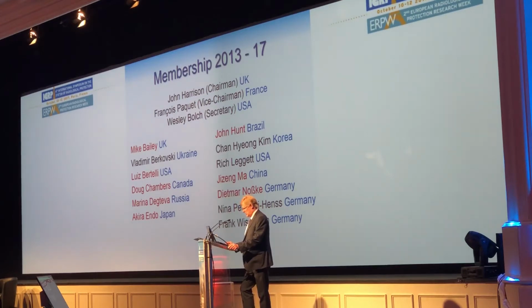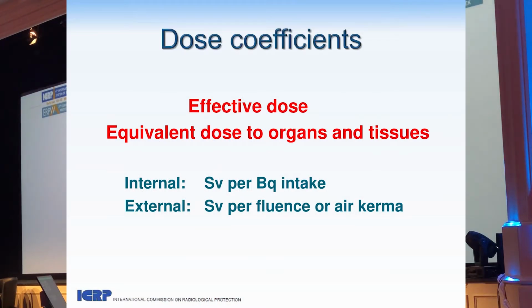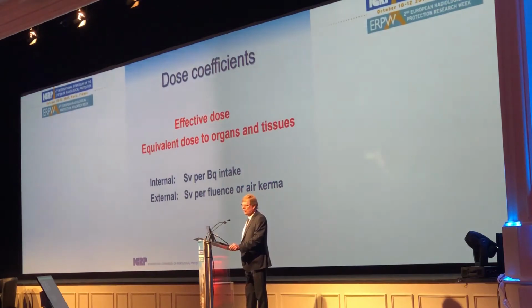So that's good. So dose coefficients: values of effective dose and equivalent dose to organs and tissues per unit intake for internal emitters, intakes by inhalation or ingestion, so sieverts per becquerel intake, and also exposures to external radiation.